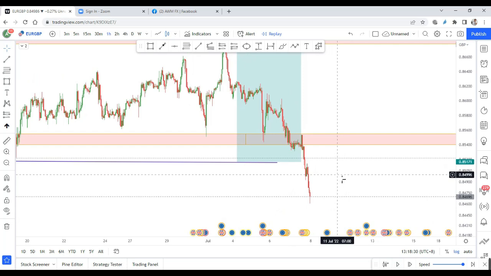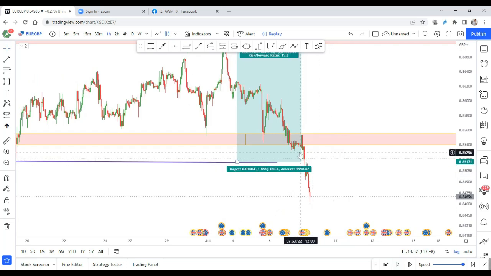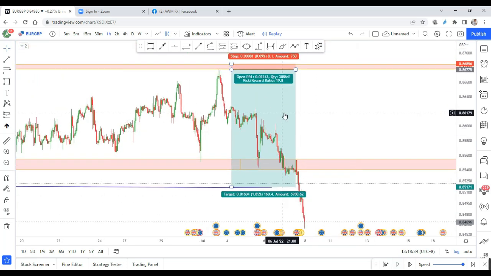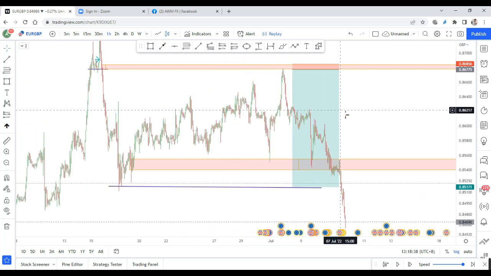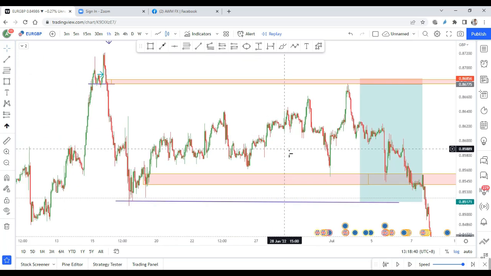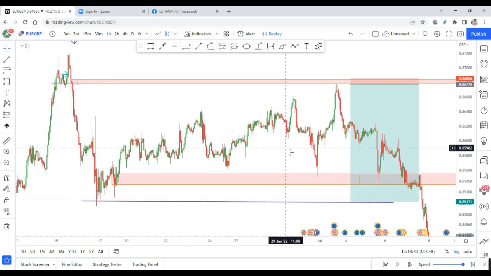I will never cry over spilled milk, all right? I have enough. For me, 1 to 20 is more than enough. So this is how you should be trading your supply and demand, QML, and whatever it is, all right?